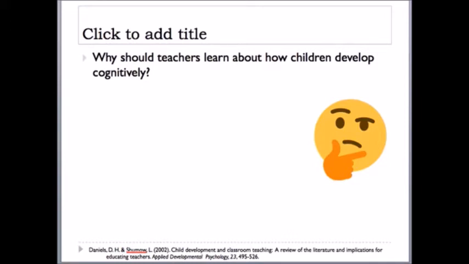So why should teachers learn about how children develop cognitively? This is the first part of your check for understanding activity. So pause the video after I'm done talking, pull up a Word document, and write out why you think that teachers need to learn about how children develop cognitively. All right, once you have written down your answer, you can minimize your Word document and listen to the lecture until I stop you again.